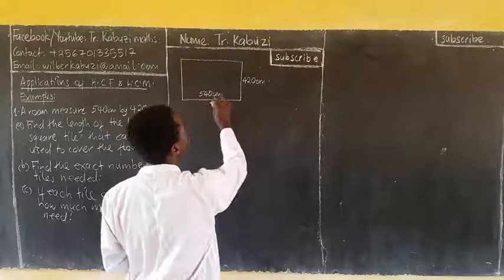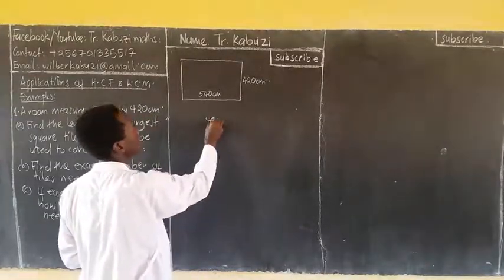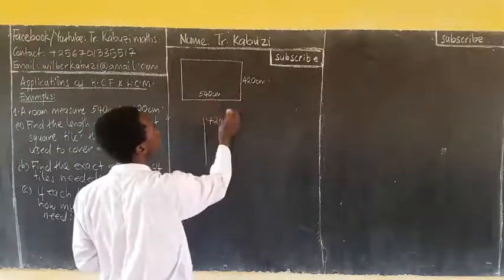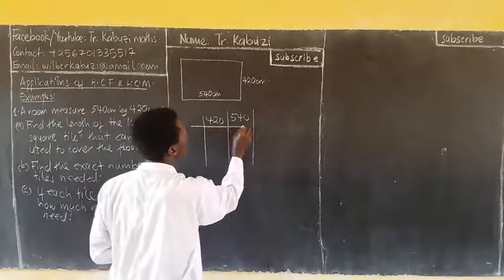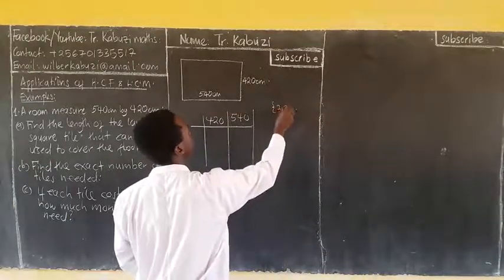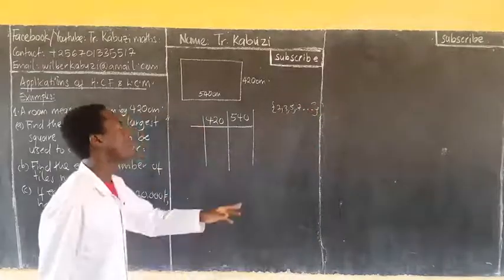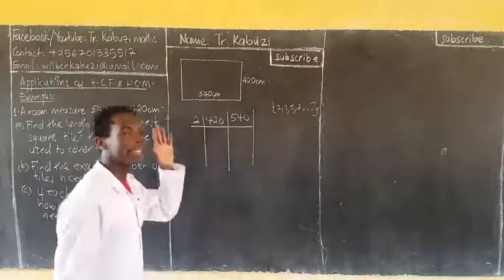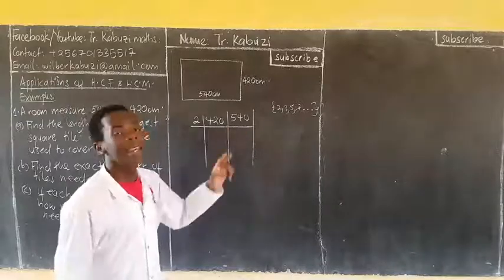HCF, so we construct a depot for these two. So we have 420, then 540. Now we know we are going to consider only prime numbers, which are 2, 3, 5, 7, etc. So we say the first prime number is 2. Is 2 dividing any of this? Yes. Now, this number that we are considering should be dividing both this and this.